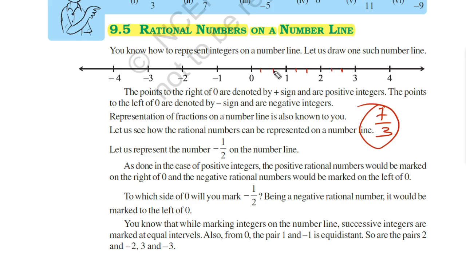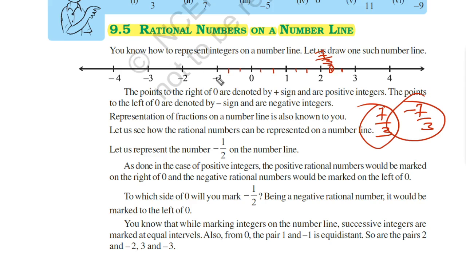Now 1, 2, 3, 4, 1, 2, 3, 4, 5, 6, 7. So this point will be 7 upon 3. Okay. Similarly, if you want to demarcate minus 7 upon 3, what can we write? You see, same story. Out of 3 parts we have to take minus 7 parts. So same 1, 2, as it is minus, we have to move towards the left of 0. So 1, 2, 3 parts only.